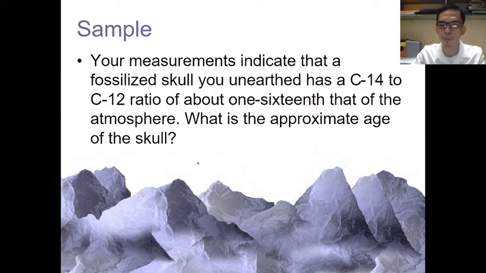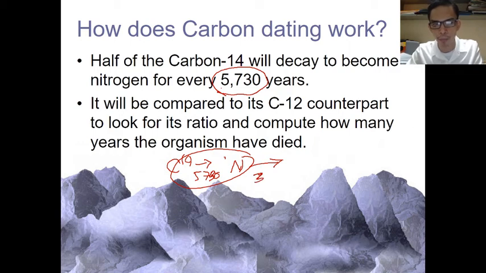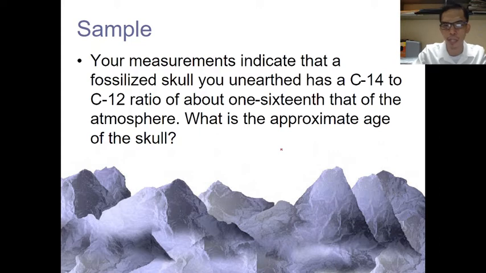Based on this idea, the carbon-14 decays to become nitrogen every 5,730 years. Then after another 5,730 years, it will become another new element. So now, what's the answer to this? Just ignore my first answer here, I miscalculated that one. So 1/16.